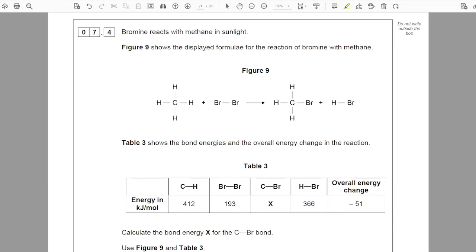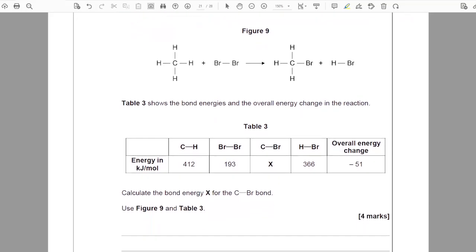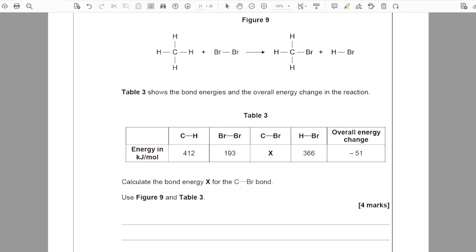7.4. Bromine reacts with methane in sunlight. Figure 9 shows the displayed formula for the reaction of bromine with methane. Table 3 shows the bond energies of the overall reaction. Calculate the bond energy X for the C to Br bond. Use figure 9 and table 3. So on the left hand side, the reactants, we can see we have 4 lots of the C-H bond and 1 Br to Br bond.